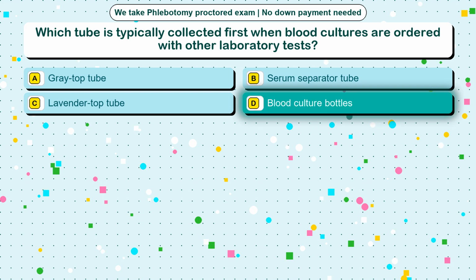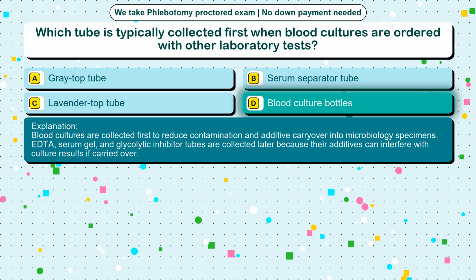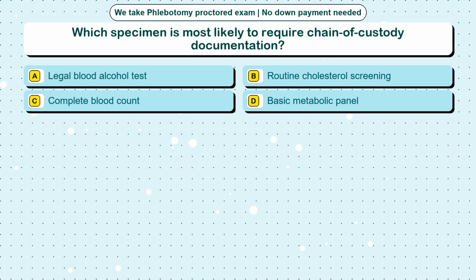Blood culture bottles. Blood cultures are collected first to reduce contamination and additive carryover into microbiology specimens. EDTA, serum gel, and glycolytic inhibitor tubes are collected later because their additives can interfere with culture results if carried over.